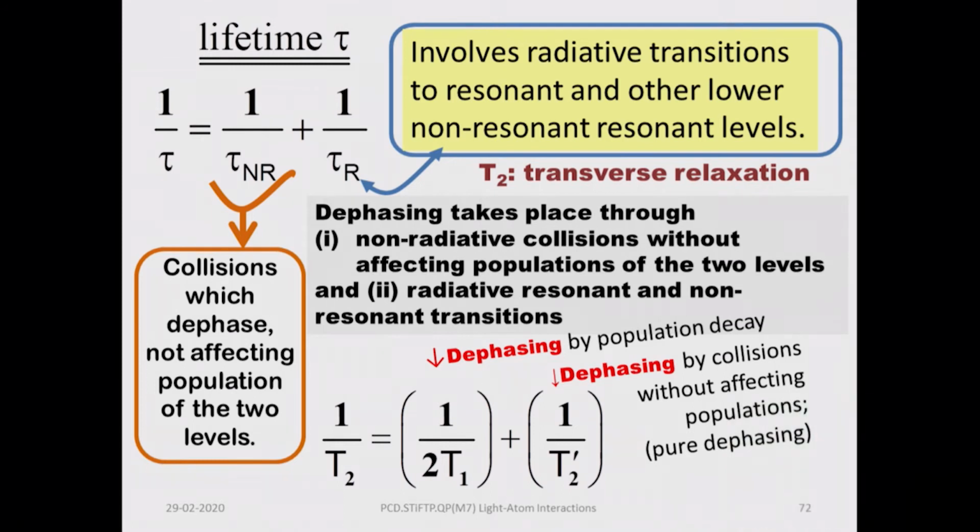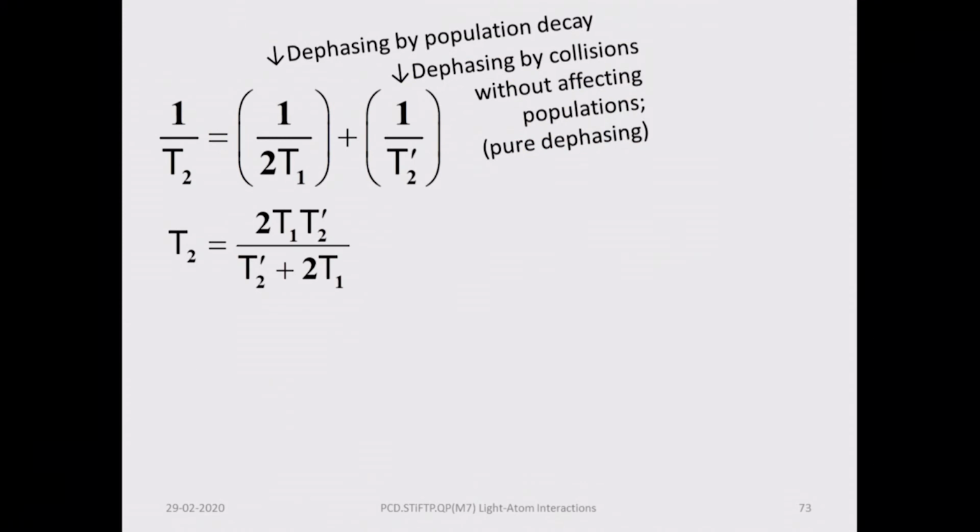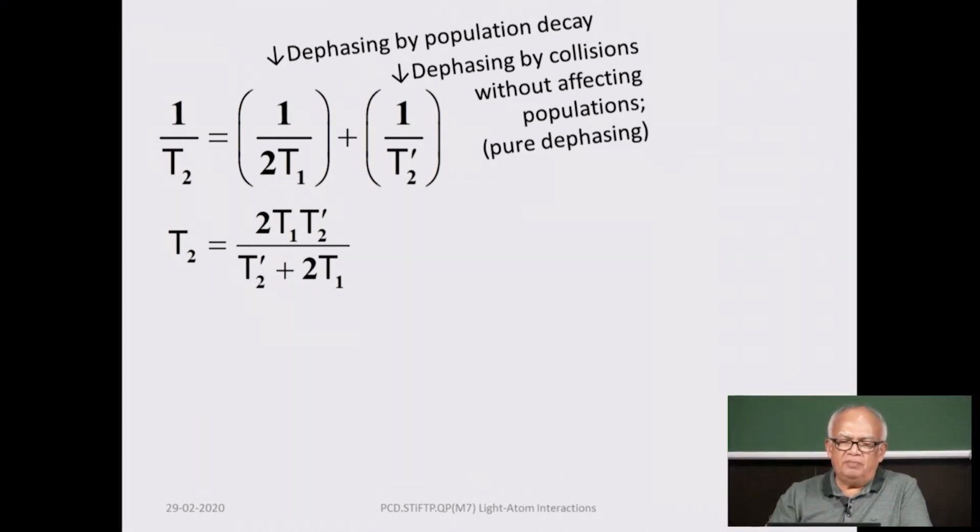Okay, so now you have these contributions to overall dephasing: one involving population decay and the other which does not involve population decay, just collisions. You can define this relation which will give you the overall relaxation time, and you can write T2 as a product of 2T1 and T2 prime divided by T2 prime plus 2T1. The 2T1 is just a matter of definition. You could have written just T1 also.